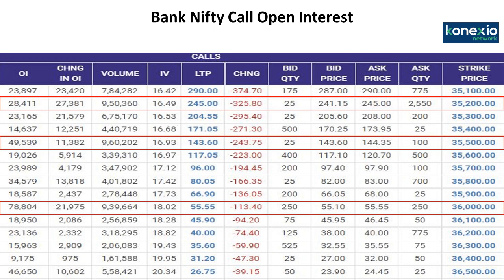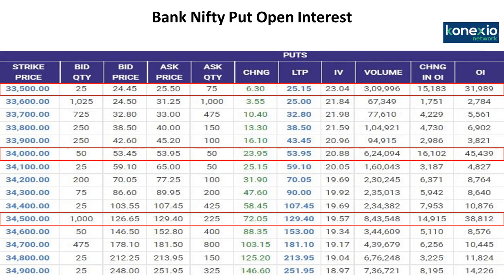Now what we have seen in the Bank Nifty puts: on the screen you will see that there has been a rise in the open interest in Bank Nifty out of the money puts of 34,500, then 34,000, then 33,500. Again, you can clearly see there has been a rise in the open interest.